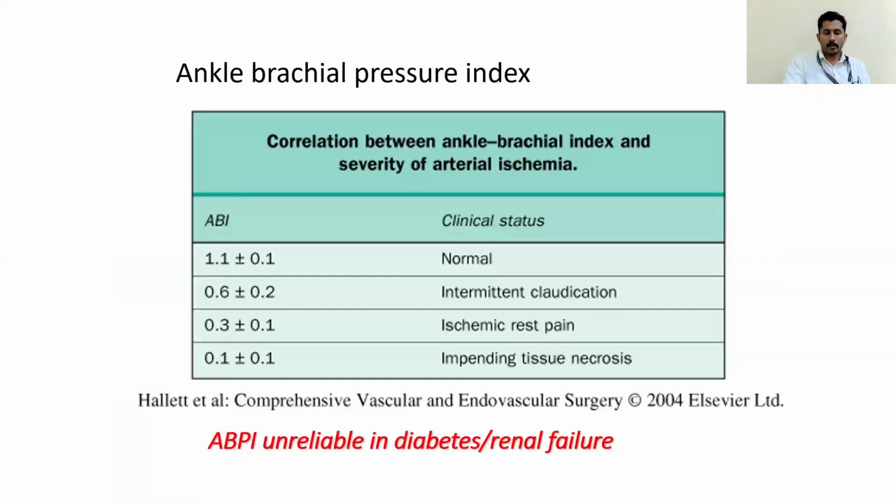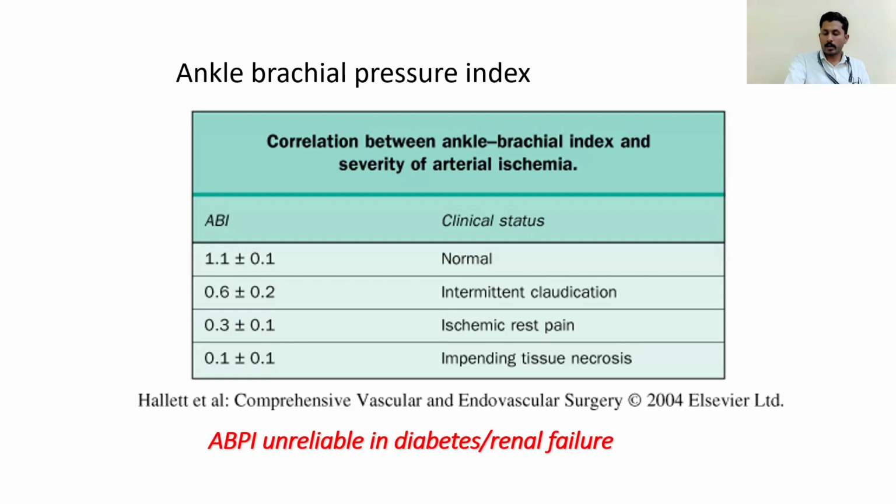Then coming to the different grading of decreased ABPI. It is normally 1.1 plus or minus 0.1, which is accepted as a normal value. Intermittent claudication patients will have an ABPI value of 0.6 plus or minus 0.2. Ischemic rest pain patients will have 0.32 plus or minus 0.1. And impending tissue necrosis patients will have 0 to 0.1.